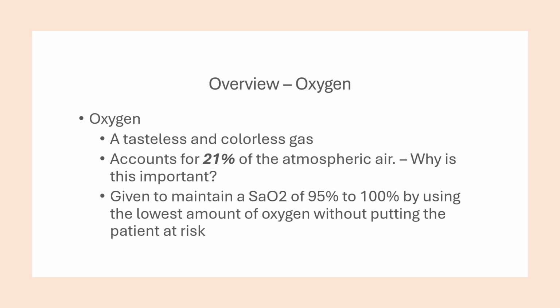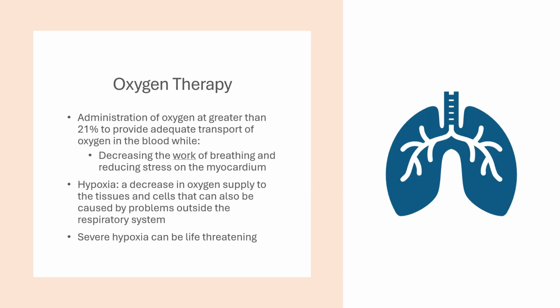It's given to maintain an SpO2 of 95 to 100% by using the lowest amount of oxygen without putting the patient at risk. So administration of oxygen at greater than 21% is to provide adequate transport of oxygen in the blood while decreasing the work of breathing and reducing the stress on the myocardium. So that's why you'll see sometimes if somebody comes in with a heart attack, they'll give them oxygen because I'm trying to make my heart not work so fast.